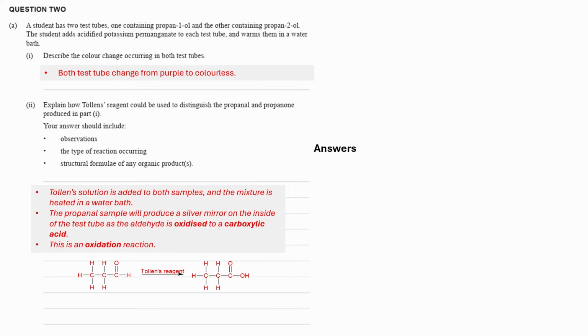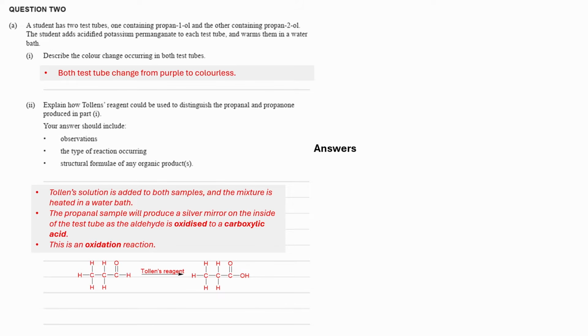Now, I know that you might have seen more complex reactions to do with Tollens reagent, where you have the silver ammonium complex on the left and the silver metal produced on the right. However, in this case, this is all that's needed. It says a structural formula of the organic product. So I've done a simple reaction here.